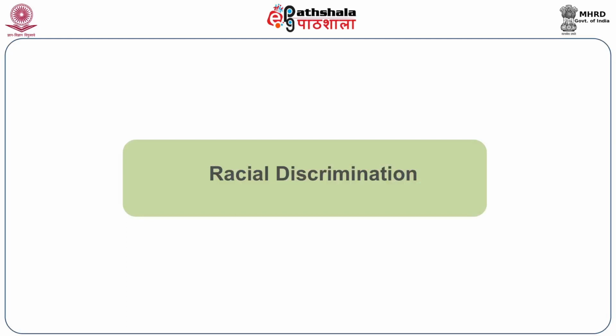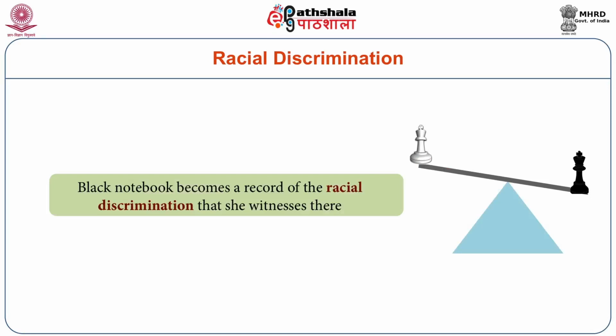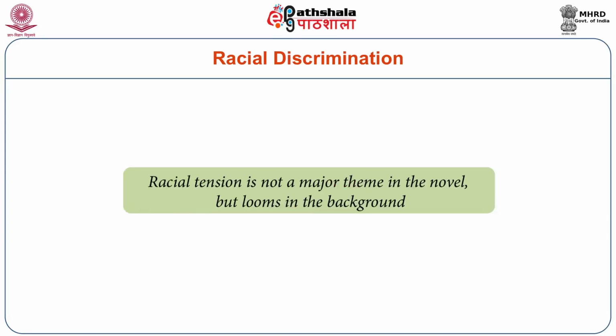Now let's look at one more dimension in this novel. What we see is that the kind of concerns that we have discussed so far are all very, very complex, and to add to that is this very, very sensitive issue of questions of race, racial discrimination. Now Anna talks about her experiences in Africa, and that's what you have in the Black Notebook. The Black Notebook in that sense becomes a record of the racial discrimination that she witnessed in Africa. It may not be a major theme in the novel, but racial tension looms large in the background, and perhaps it might be interesting to read this background and see why she was disillusioned with the Communist Party.